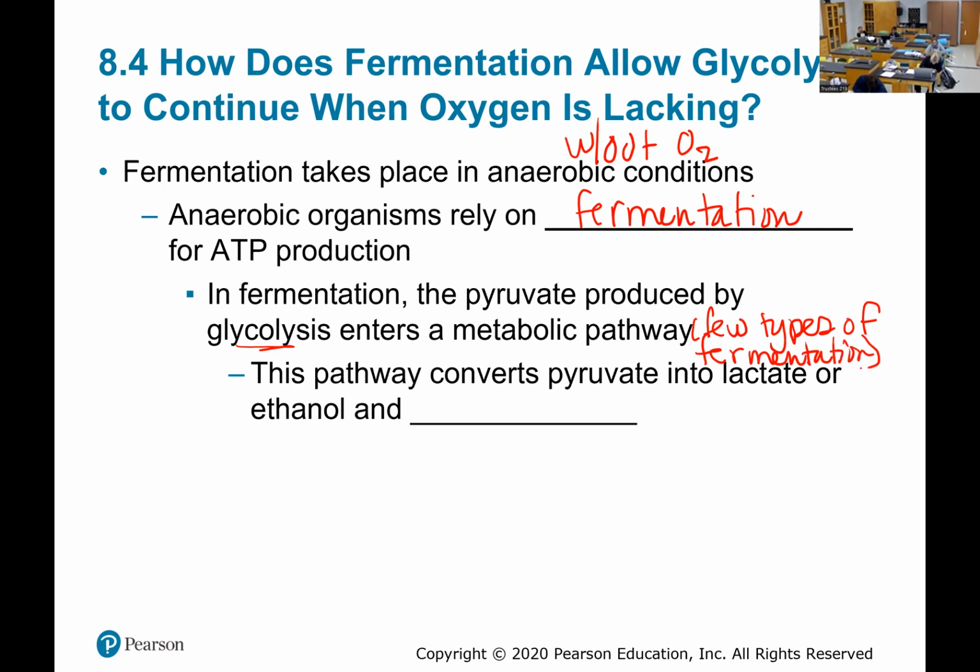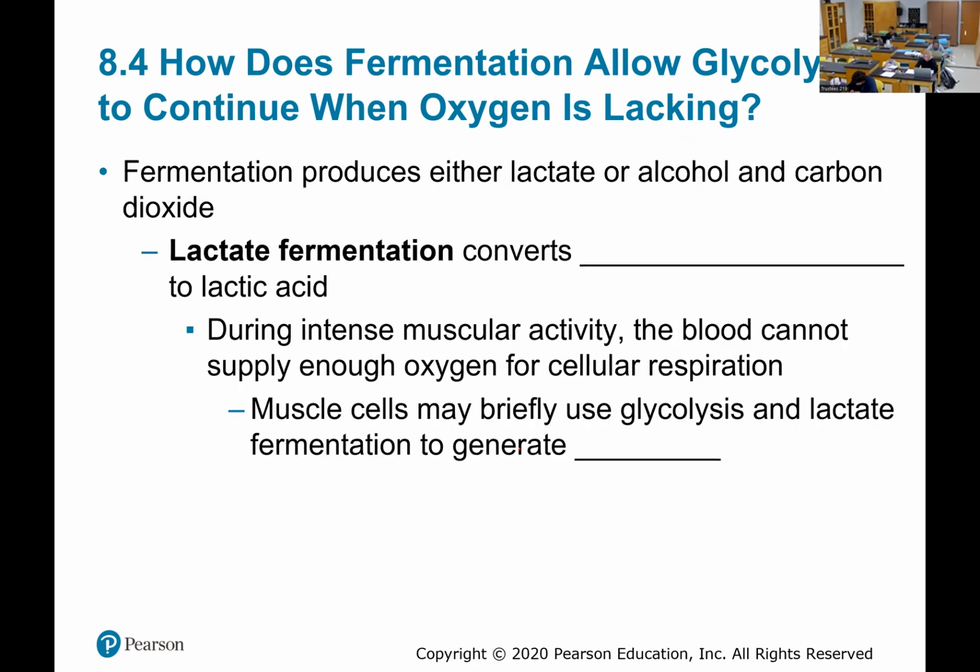It says this pathway can be converting pyruvate into either lactate, also called lactic acid, or if it goes into a different type of fermentation pathway, it can make ethanol plus CO2. So there's the lactic acid pathway of fermentation, and there's others as well. And then there's the other one where you produce ethanol, which is an alcohol, and carbon dioxide. So it's kind of an either or situation.